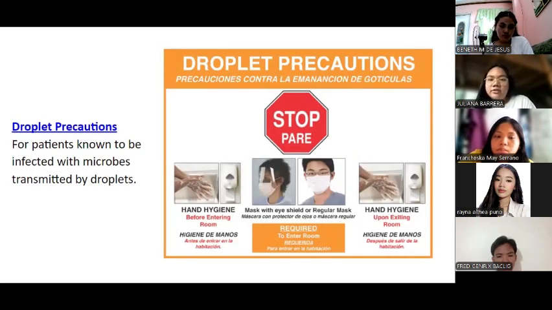These are the actions to be taken under droplet precautions. So, similar sa contact and contact enteric, hand hygiene before entering the room, requirement ang mask with eye shield or regular mask to enter the room, and hand hygiene as well upon exiting the room. Next.